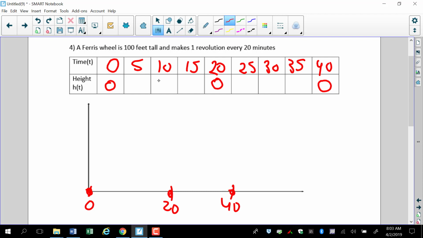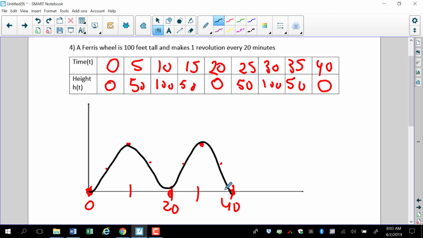It's 100 feet tall, so halfway through, it's going to reach its peak height. So here and here, it's going to reach its peak height. And it's going to be halfway through. And what does that look like? Draw this in black. Just like this.